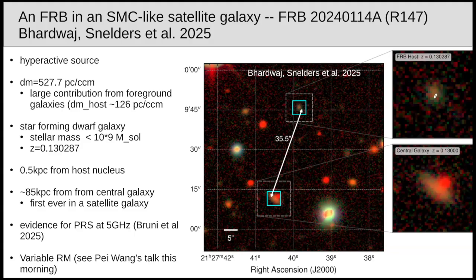It's a star-forming dwarf galaxy, stellar mass of about 10 to the 9 solar masses, redshift 0.13. There is evidence for a persistent radio source at 5 gigahertz. We didn't see anything in L-band, but there is some evidence for it. And just earlier today, we saw that there is also a very little rotation measure on this particular source. So it's another one of these hyperactive repeaters that also has very low RM.